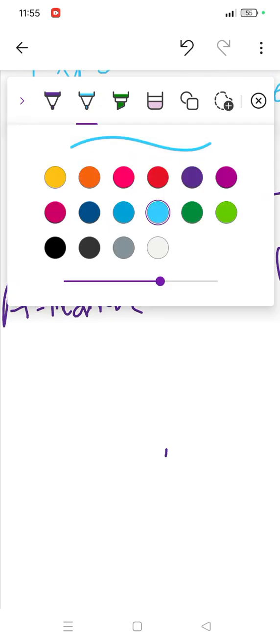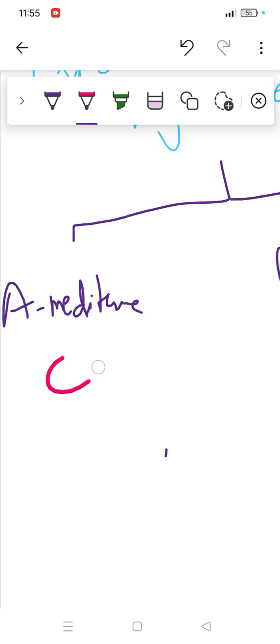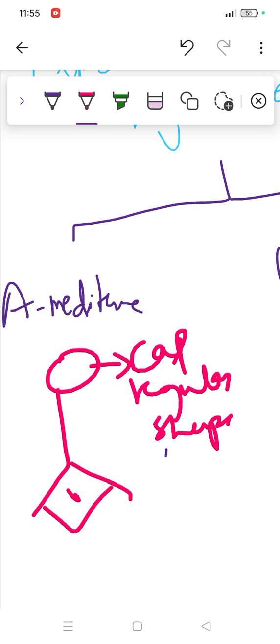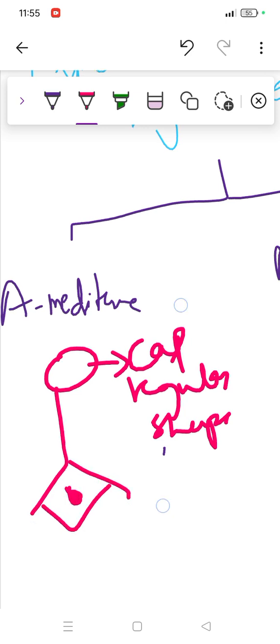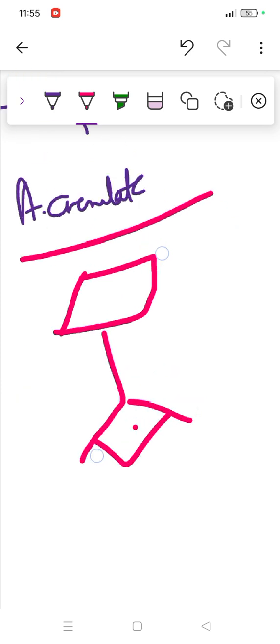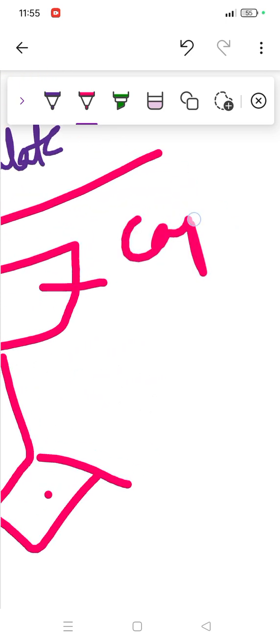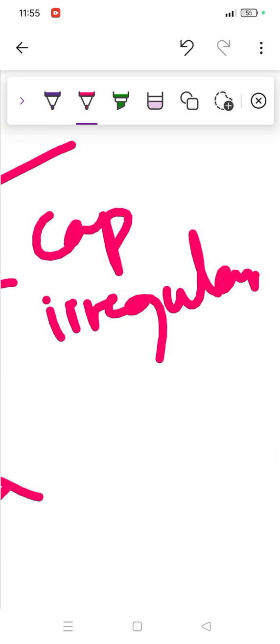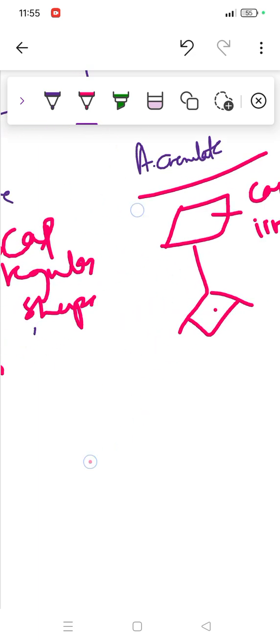So those examples are quite easy. If we just take the cap which is regular shape, as I mentioned before, okay and perfect, which has a structure like this, right? So this is perfect, right? Then in crenulata we just took this kind of shape which shows that this is not a regular shape, this cap is irregular.